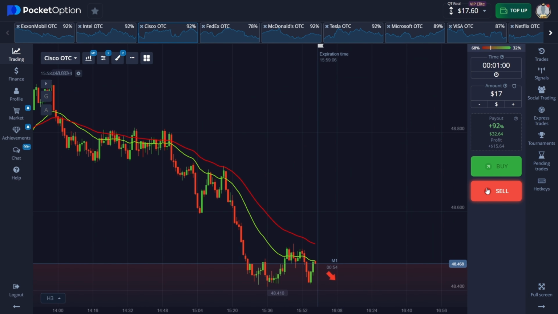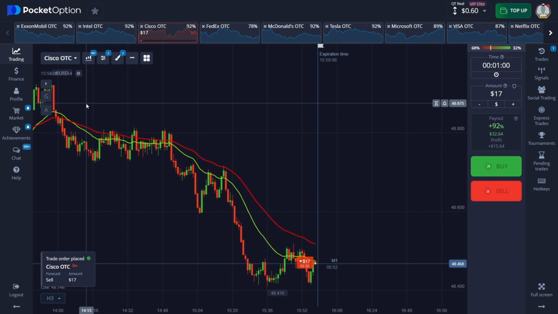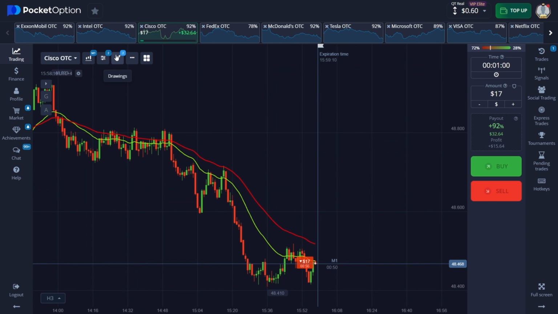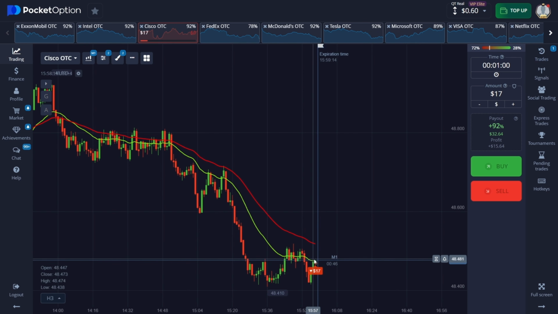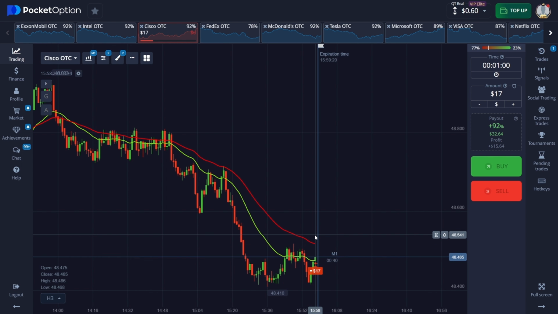Next, we have a trade on the Cisco OTC. And I placed a trade for the downside move for $17 based on the moving average, and you can see a downtrend as well. That's why I took this trade for the downside move. Currently, the trade is not going in our favor, but let's see.